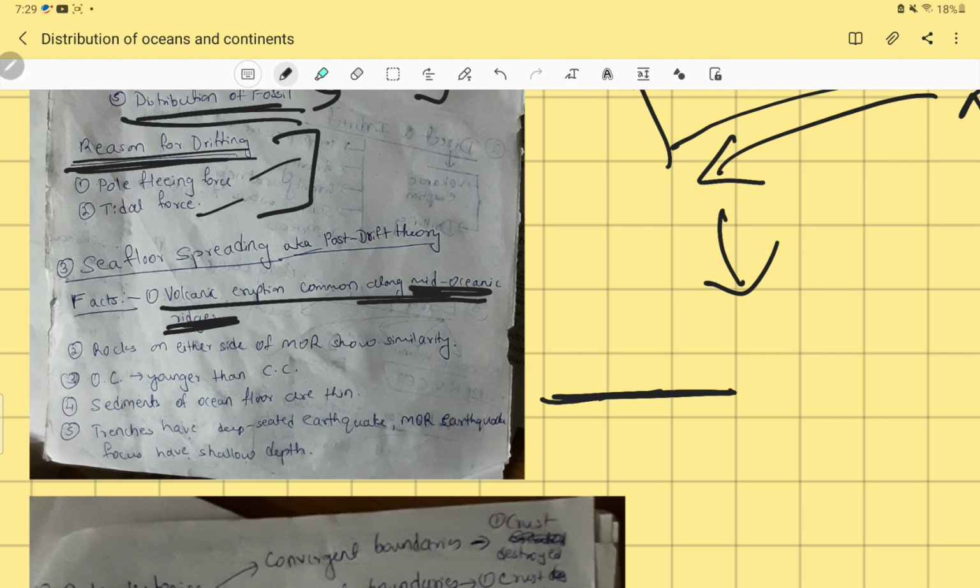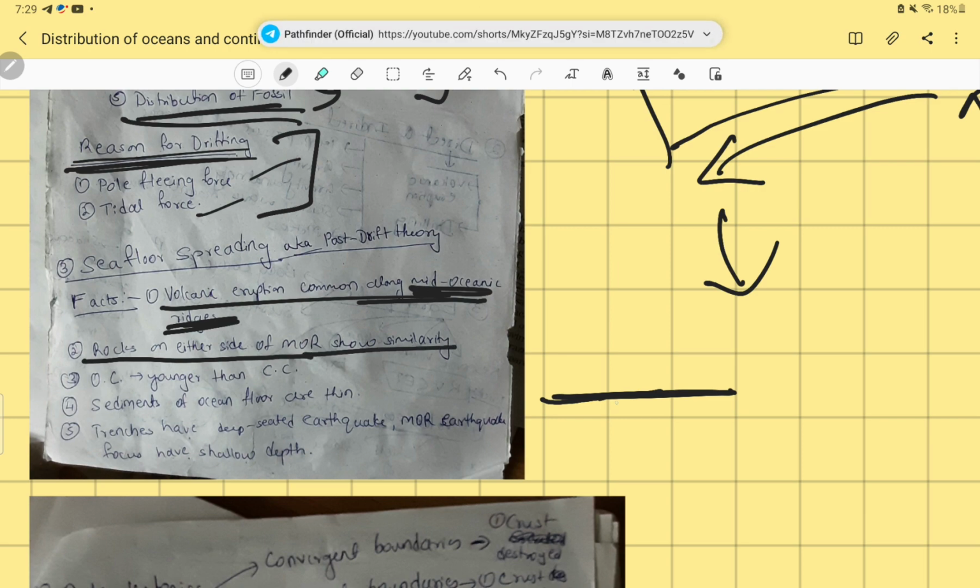Then the second fact that Hess gave is that rocks on either side of mid-oceanic ridges show similarity. Let me explain mid-oceanic ridges here only. See, just a minute.